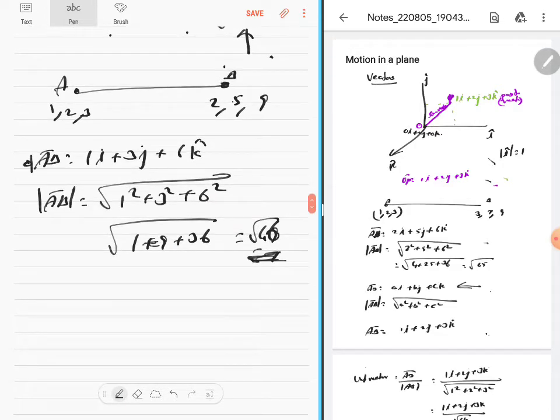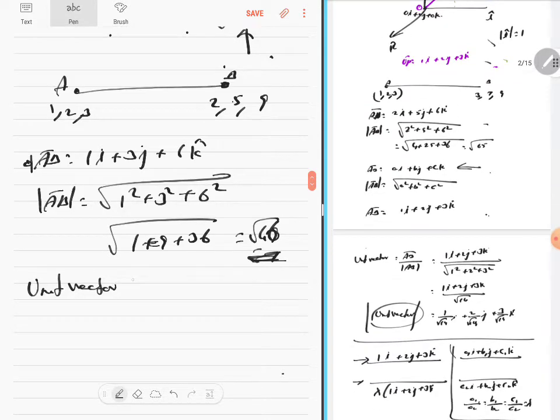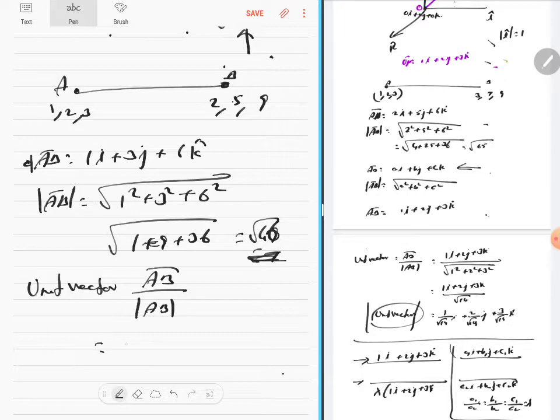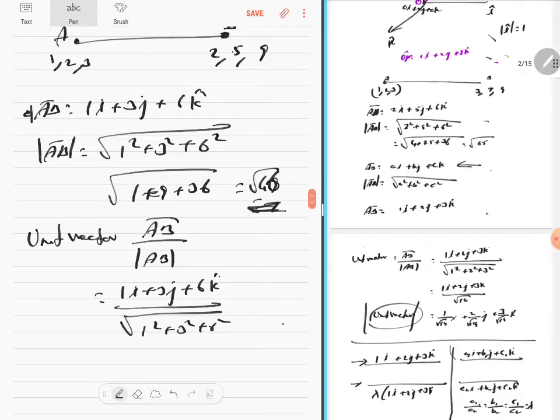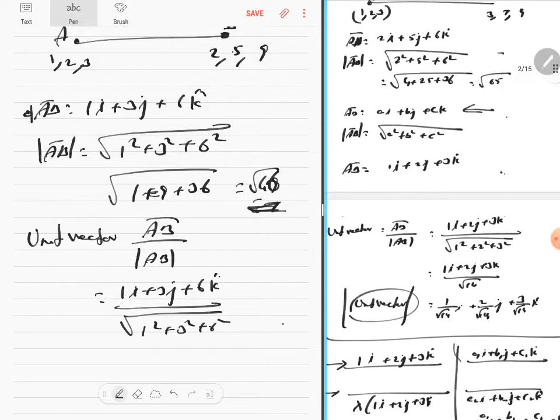Suppose they ask you to convert this vector into a unit vector. The unit vector formula is the vector divided by its magnitude: the AB vector by the magnitude of AB. So 1i plus 3j plus 6k is the vector, divided by its magnitude, the root of 1 squared plus 3 squared plus 6 squared. I would have given different examples in the PDF, but it's the same thing that I am teaching.